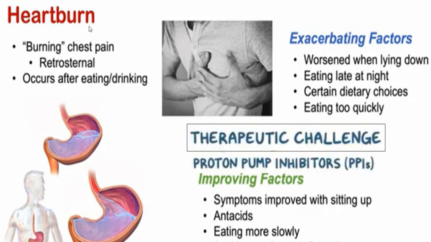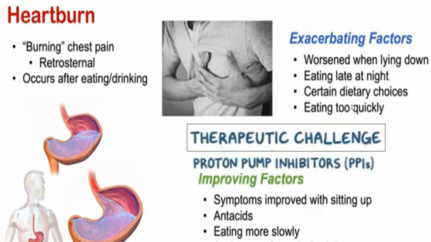Commonest symptom being heartburn, that is the person will complain of burning chest pain, retrosternal and occurring after a heavy meal or after alcohol, after spicy food, in supine posture, bending forward, etc., and partially relieved by sitting posture, antacids, etc. Exaggerated by lying down posture, eating late in night, certain dietary choices, particularly chocolates, caffeine containing materials, spicy food, alcohol, NSAIDs, etc.